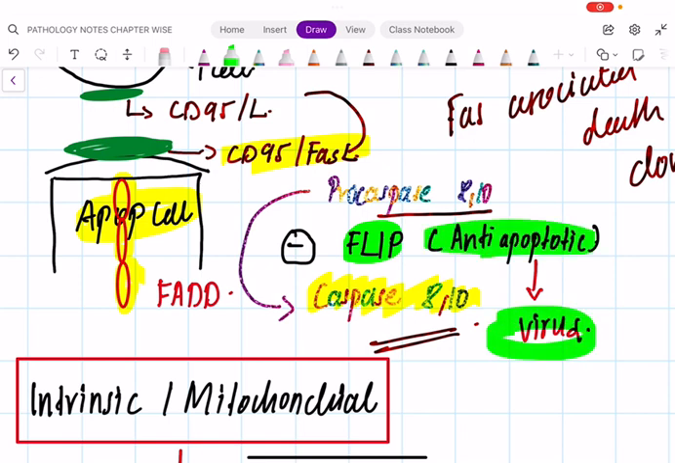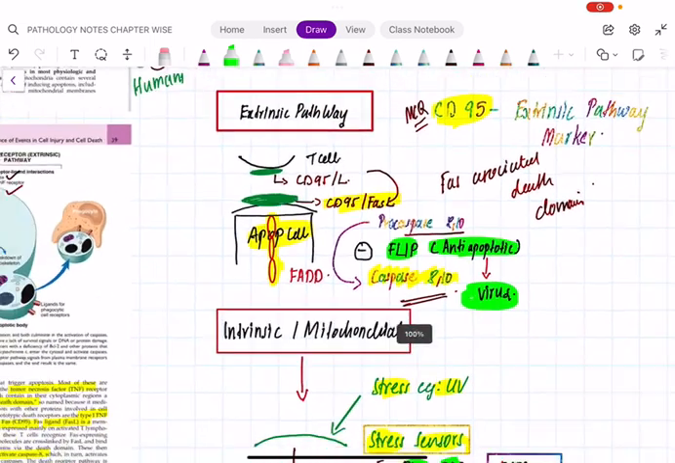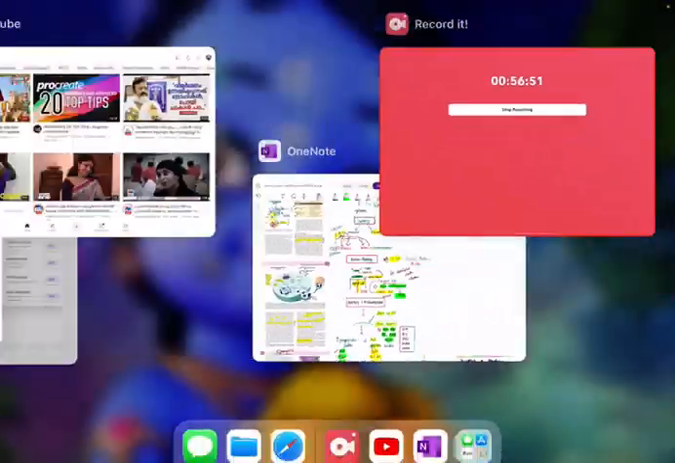Yes, this is the question: which of the following are anti-apoptotic? If FLIP is there in the options, you can also mark FLIP, because although it is not present within our body, it is present in the virus, but that is used. This protein will help the virus to protect itself from the body's immunity. I hope that is clear for you.